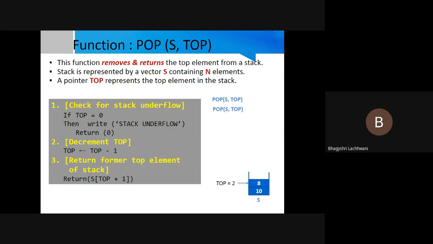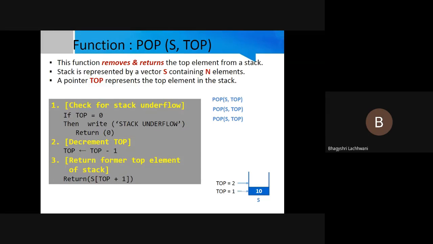Again the function call will happen, pop S of top. So now our top is on 2. Check the first step of the algorithm: top equals 0. The condition is false. We will go to the second step. So top will be top minus 1. Now our top will become 1. And return S of top plus 1, that is 1 plus 1. So 8 will be discarded and top will be on the 1st position.